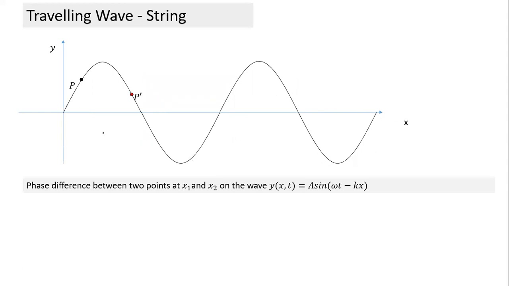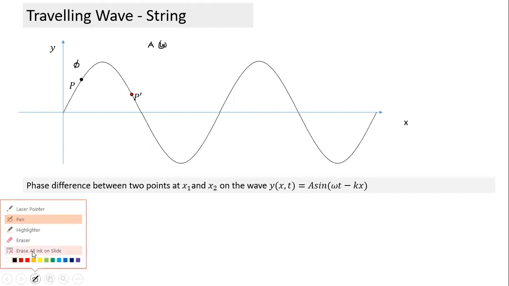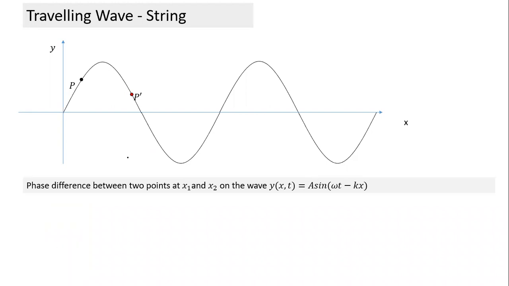Let's say 2 points are there. These 2 points, one is P and the other is P dash. Both are oscillating and both have the same value of A. These two particles on the string have the same A and the same omega. What is the difference between the two? This has a phase constant of phi1, and this has a different phase constant. So they will have a difference in phase. Okay, so let's understand how to find the phase difference between two particles which are at different positions.